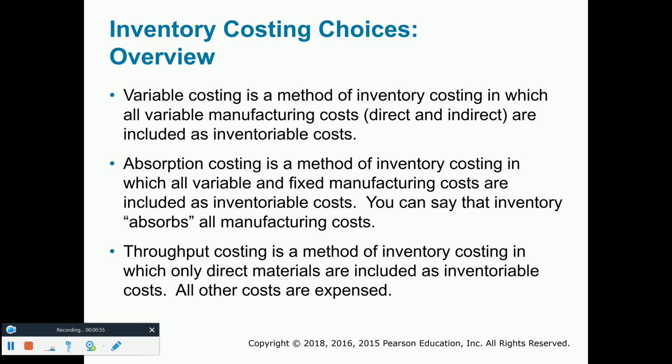On the other hand, absorption costing is the method that we actually use for financial reporting purposes according to GAAP. Absorption costing is where we absorb the fixed overhead into the cost of goods sold. Effectively, the cost of goods sold is going to include both variable and fixed overhead, and all the variable and fixed basically inventoriable costs.